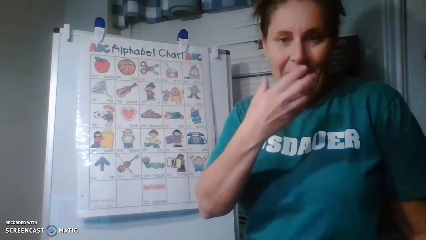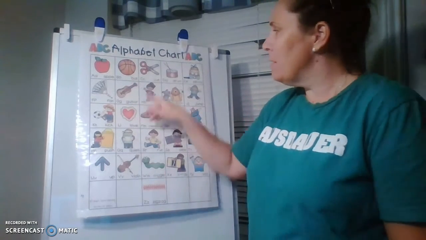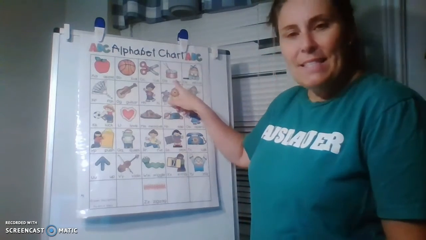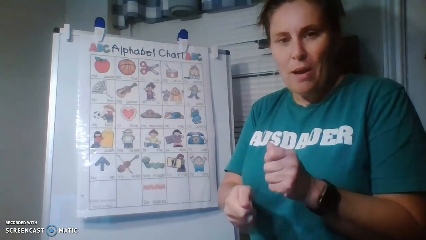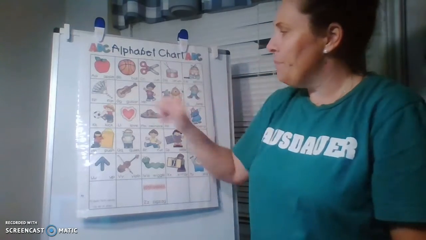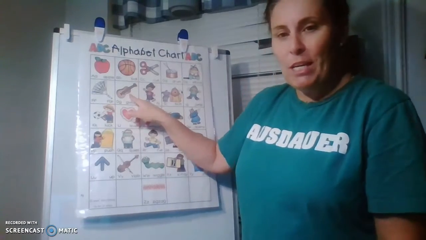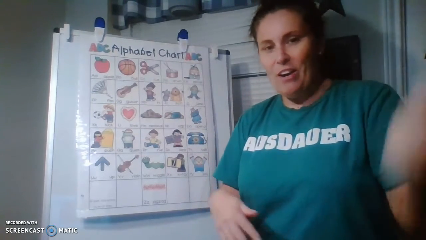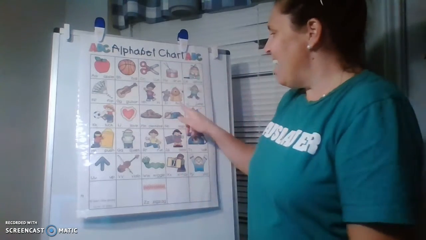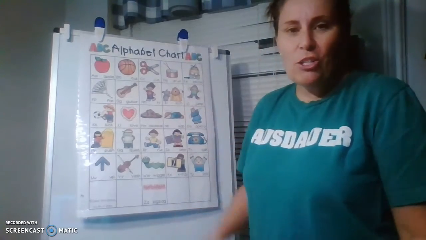A, apple. B, ball. C, cut. D, drum. E, elbow. F, fan. G, guitar. H, hi. I, itch. J, jump.